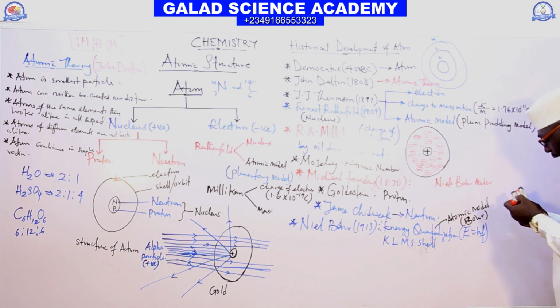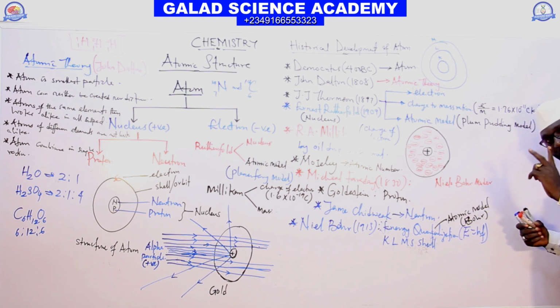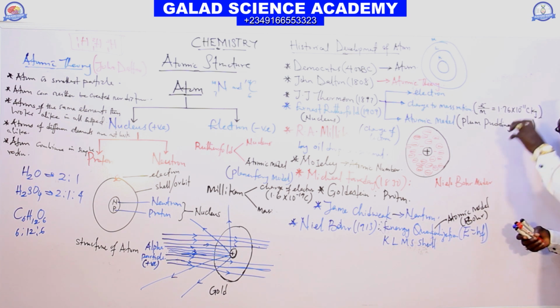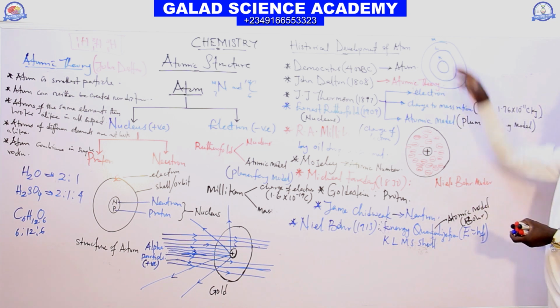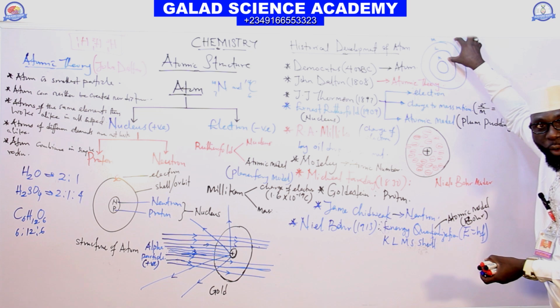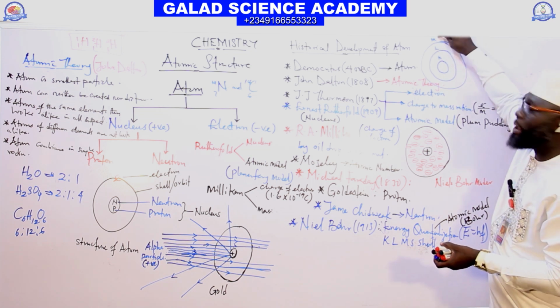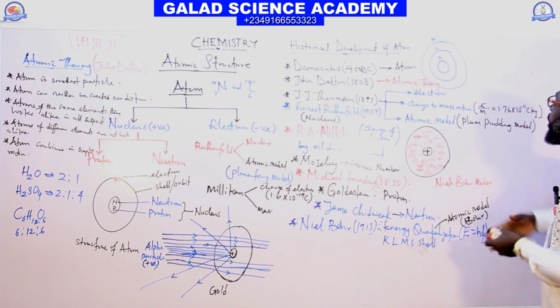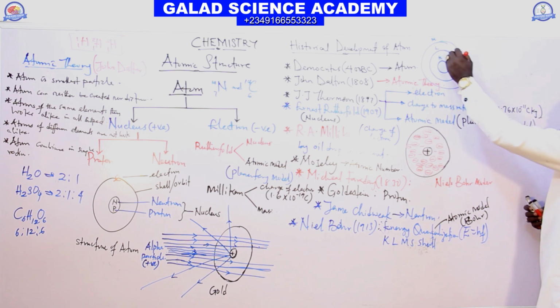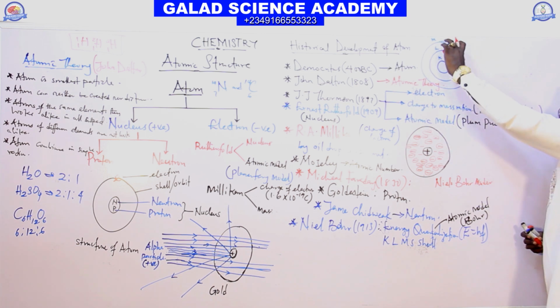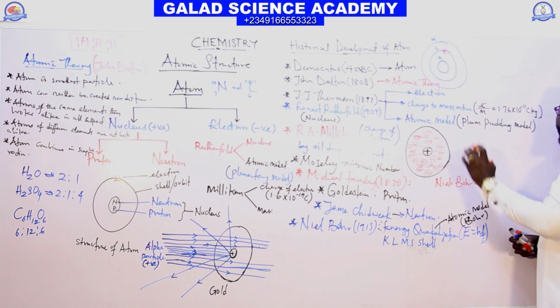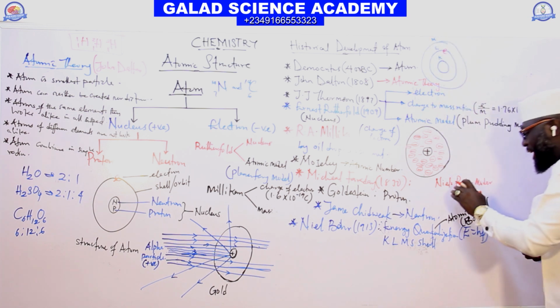The Bohr model concentrates on two things. He said the electron occupies a particular space in an atom, a particular energy level called a shell or orbital, which is K, L, M. Assume this is the electron that occupies a particular shell or energy level in an atom.